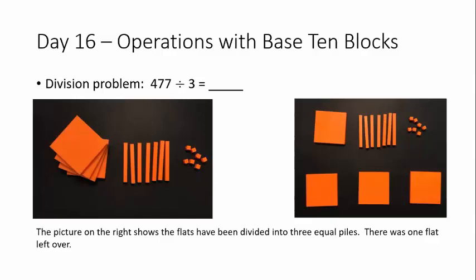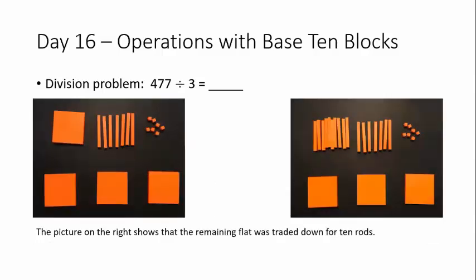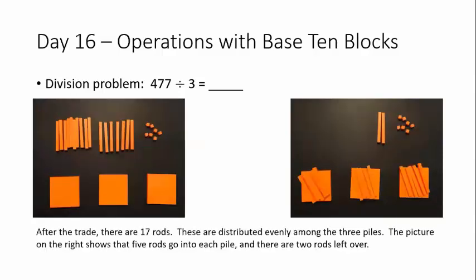I will trade down. The flat will be converted into 10 rods. I now have 17 rods. I want to distribute them as evenly as possible in the 3 piles. I can put 5 rods in each pile, but 2 rods are left over.